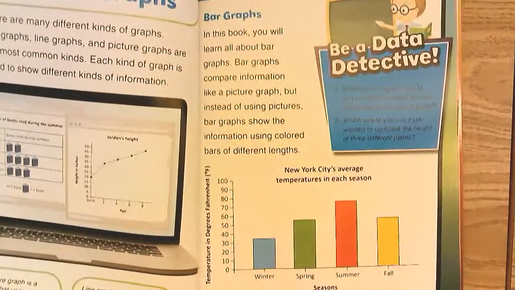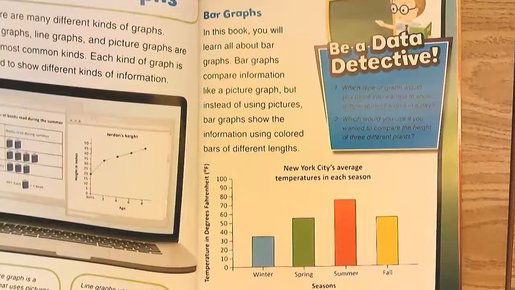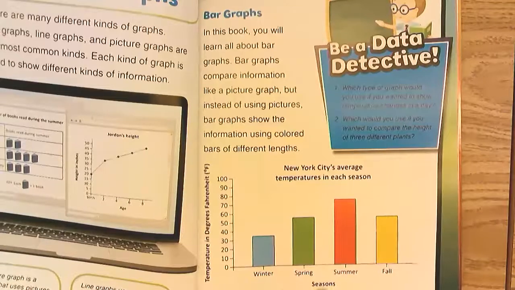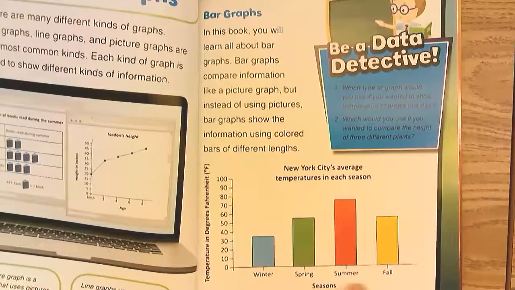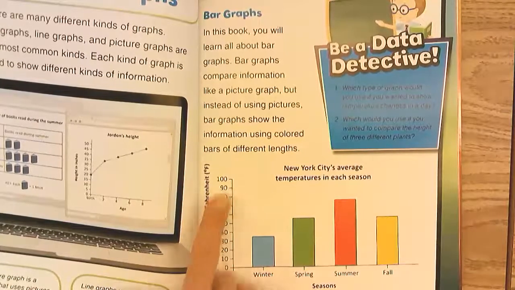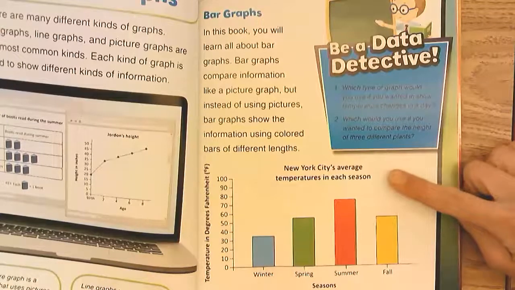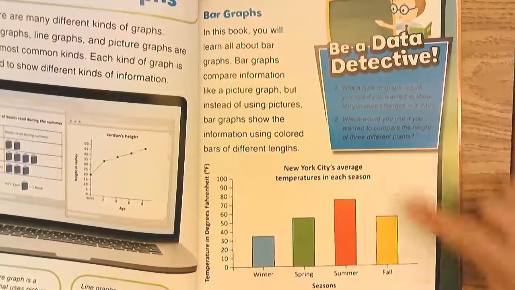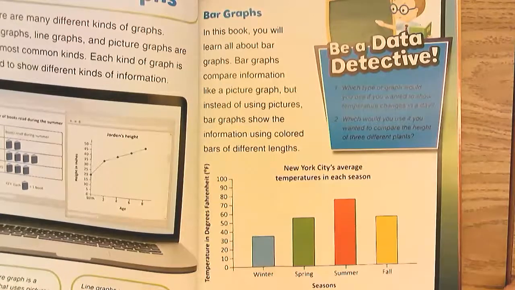Bar graphs. In this book, you'll learn all about bar graphs. Bar graphs compare information like a picture graph, but instead of using pictures, bar graphs show the information using colored bars of different kinds. So here we have the seasons: winter, spring, summer, and fall. Here we have the temperature in degrees Fahrenheit from 0 to 100. And the topic is New York City's average temperatures in each season. Bar graphs can also be used to show larger changes over time.